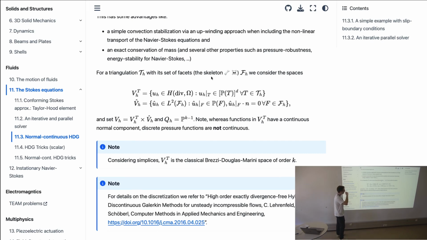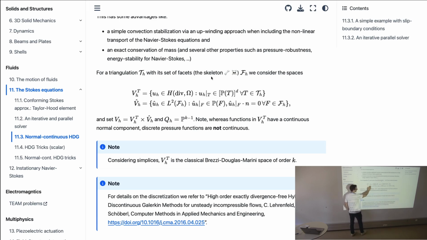Okay, so the main thing here is that we actually have two spaces, so we want to do an HDG method. You already saw this in detail probably yesterday in the HDG part. So now we have an H(div)-conforming velocity space. So we use polynomials of order k in d dimensions that are normal continuous. So we have this H(div) space here.